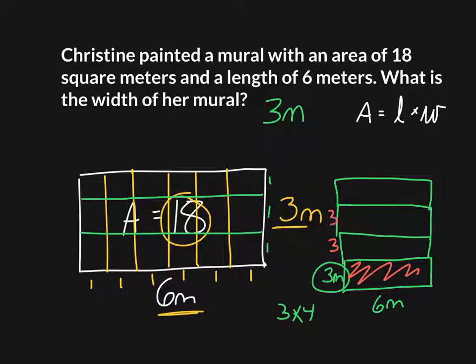So instead of just the 1, which would match the original, now I have that a total of 4 times. So this is 3 meters, this is 3 meters, this is 3 meters. That 3 times 4 equals 12. So this whole width is now 12 meters.